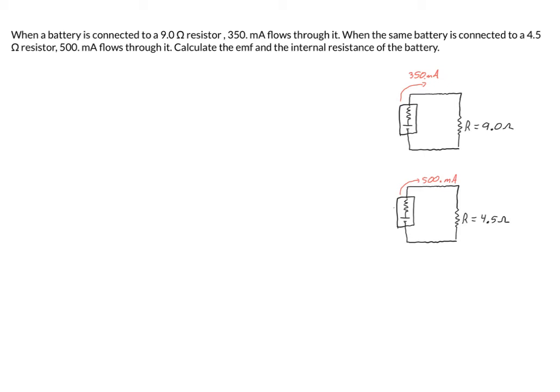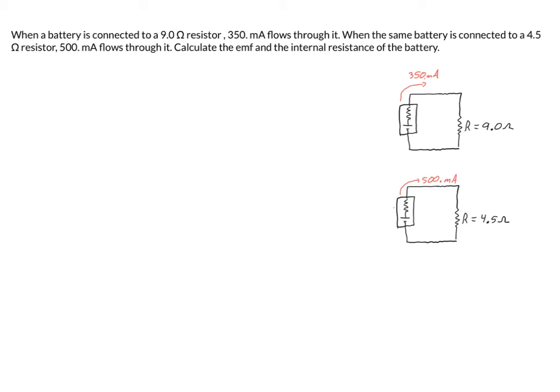So let's imagine we connected two different resistors in this case. First, we connect a 9 ohm resistor, and we find that 350 milliamps flows through the circuit. And then whenever we halve that resistance, 4.5, we get 500 milliamps through it. It's not exactly a doubling, which maybe you thought would end up happening here, but it's not, because the internal resistor is going to end up using a little bit more at that point in time because the internal resistor did not change. We're going to calculate the EMF and the internal resistance of the battery.